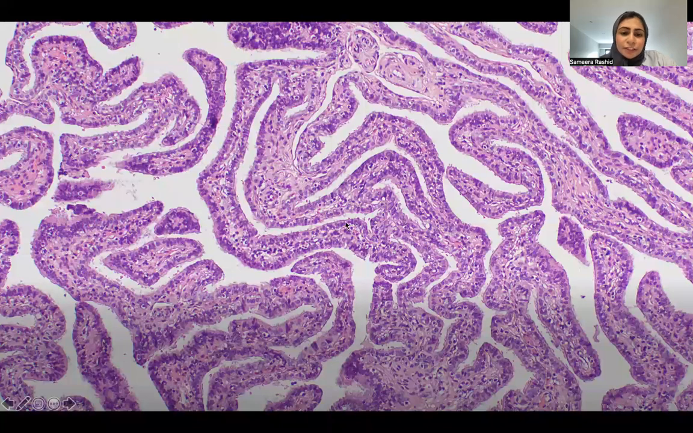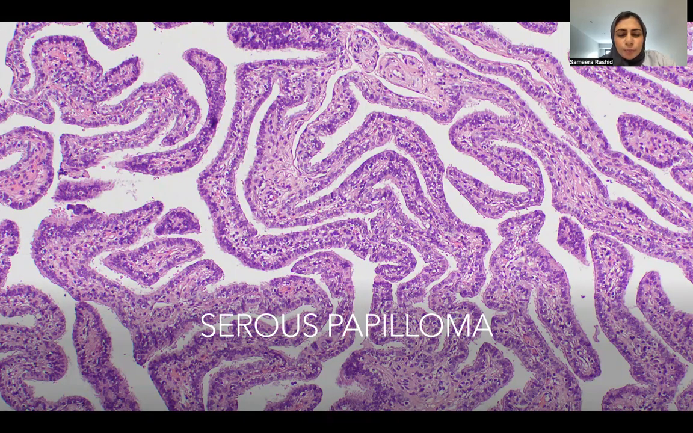This is another benign lesion that is not very common, but not uncommon either. This is just proliferation of the fallopian tube lining. It's called a serous papilloma. So this is just fallopian tube lining, no atypia and no muscular layers. So it has to be distinct from the fimbriated end of the fallopian tube.